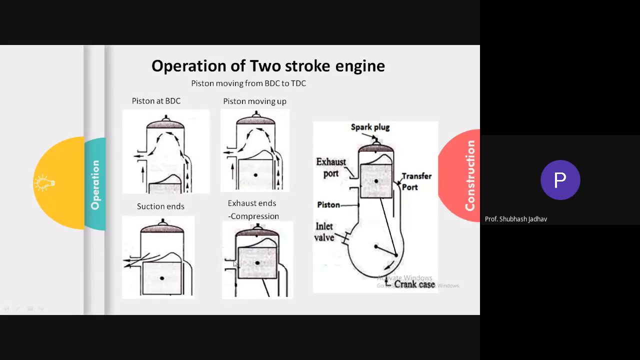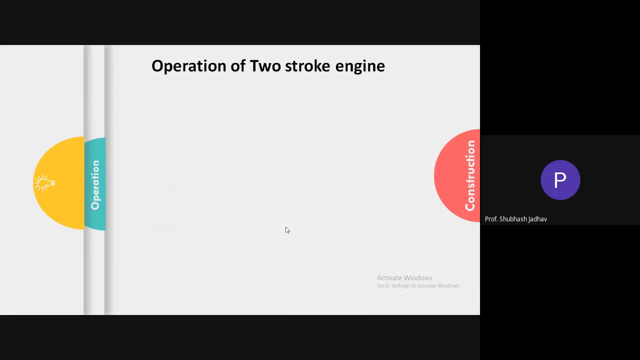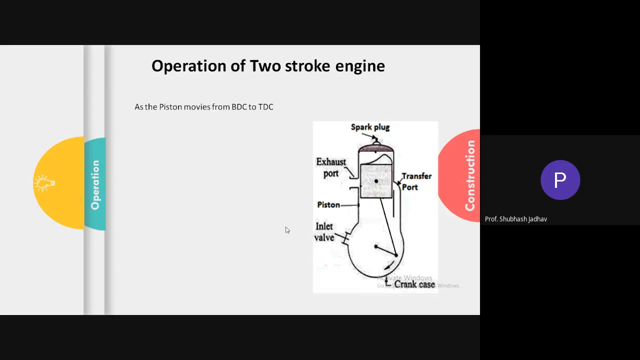As it closes the exhaust port, suction also ends, and further from here to top dead center the compression is going to happen. Finally the piston reaches TDC. So summarizing what is happening when the piston is moving from BDC to TDC, the suction was happening, it ends after some time. The exhaust was happening, the exhaust ends after some time. Then the compression starts and the compression ends and the piston reaches TDC.